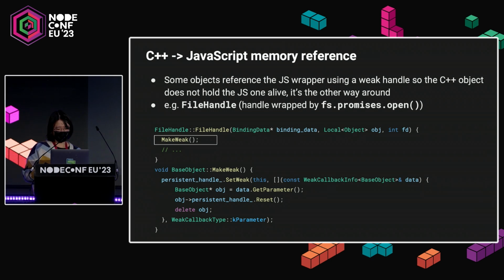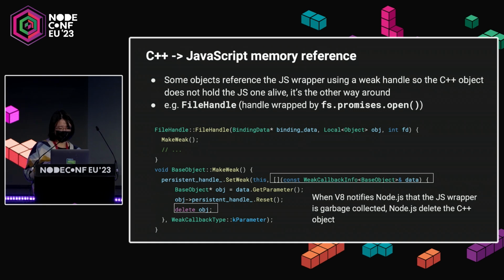So as we mentioned before, some objects in Node are kept alive by the JavaScript land instead. So for example, file handle, which is wrapped around by the objects returned by fs promise open. This references the JavaScript wrapper using a weak handle, so the C++ object does not actually hold the JavaScript object alive. It's the other way around.